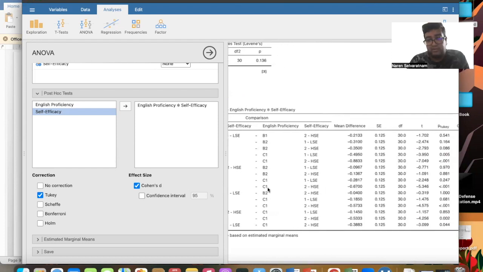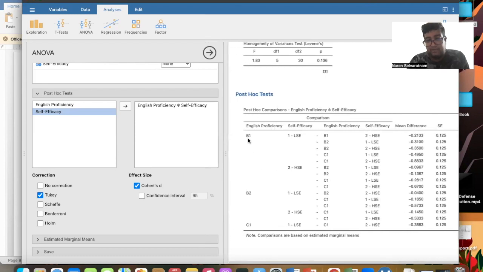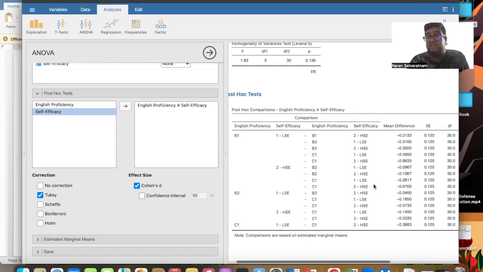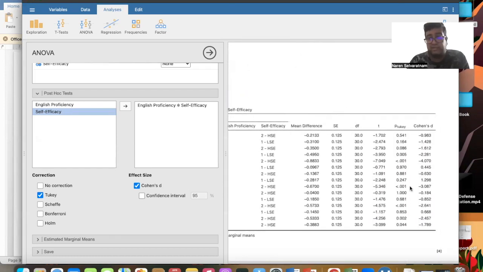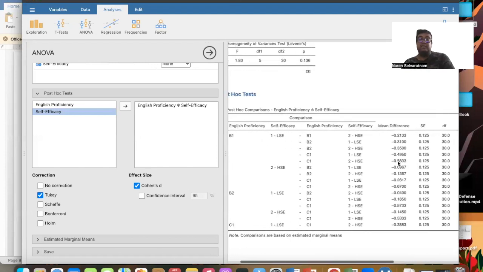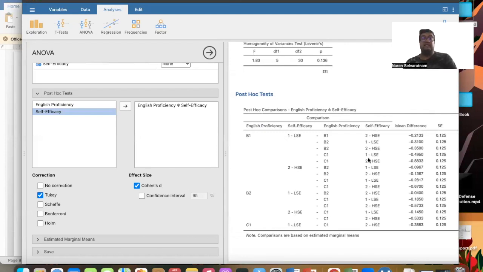And again, this one, B1 higher self-efficacy versus C1 higher self-efficacy. That is statistically significant. And again, this one here as well. And you have a few others as well. This one is also significant. This one is significant. So I think what you have to do is copy and paste this into a Word document or Excel. And then you can color the ones that are less than 0.05, and then you can come to an understanding as to which groups are statistically significant in their differences.